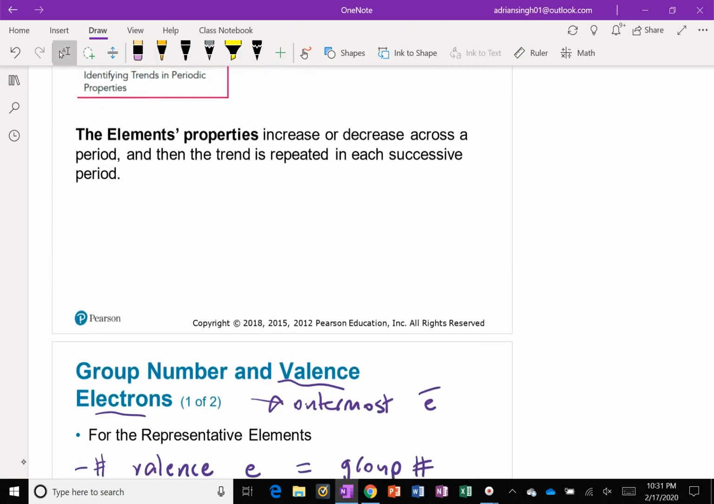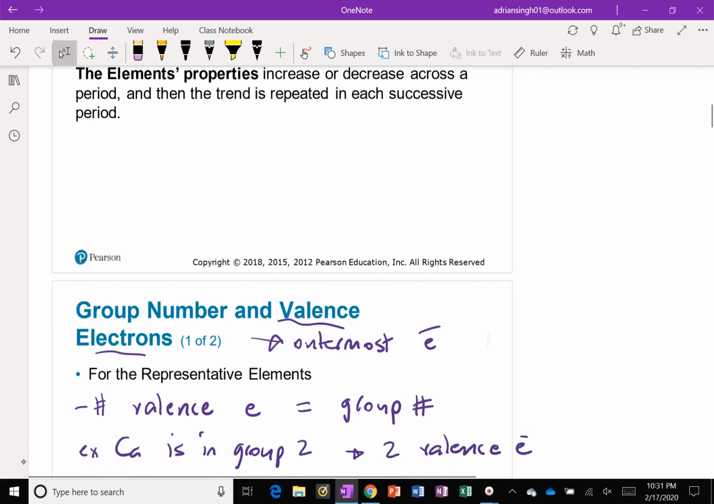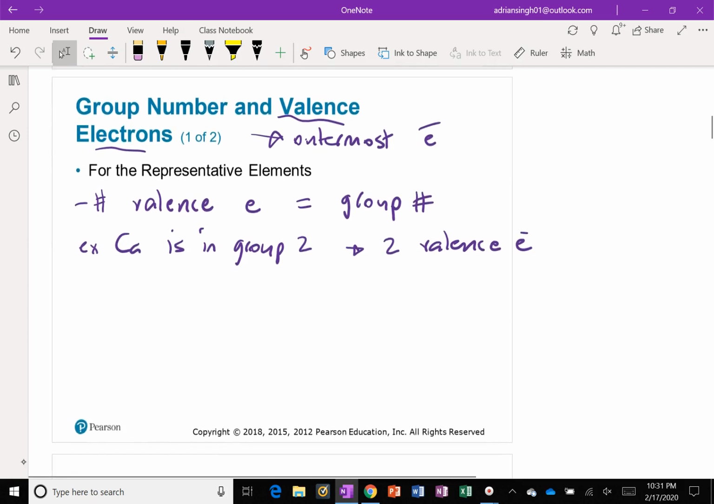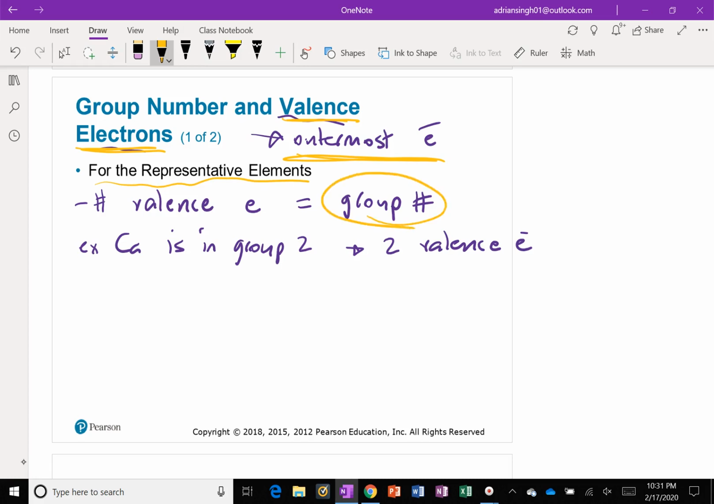So what we're going to see is that the properties of the elements change across a period in a predictable pattern as we traverse from left to right across the periodic table. So the first thing that we're going to take a look at here is the group number and the valence electrons. And we actually saw this last week in lab when we were looking at our ionic compounds. And as a quick reminder, the valence electrons are the outermost electrons in a particular atom. So again, for the representative elements, the number of valence electrons is simply equal to the group number.